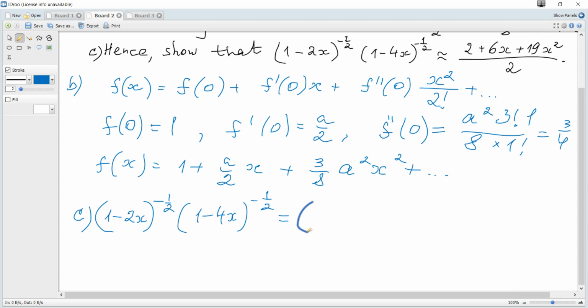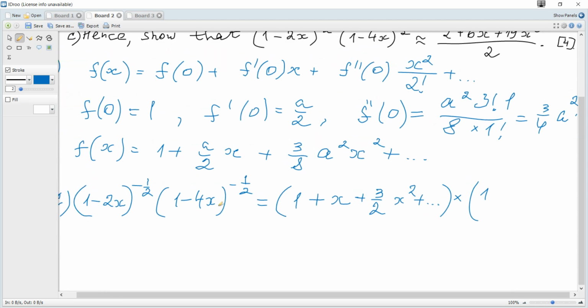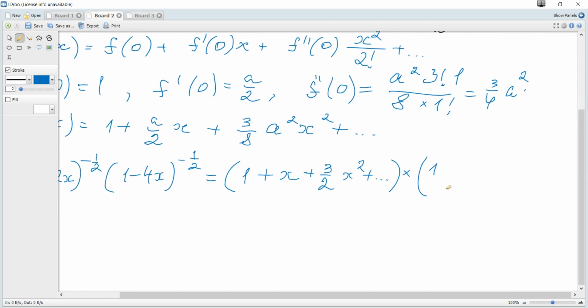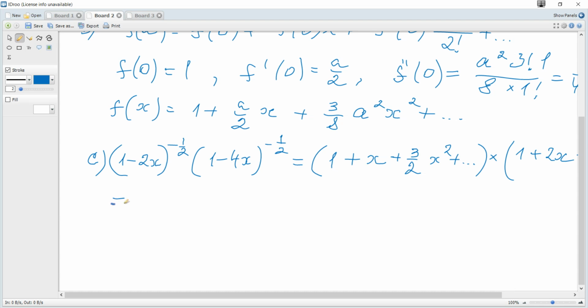So 1 minus 2x to the power of negative a half multiplied by 1 minus 4x to the power of negative a half is equal to 1 plus 2 over 2 times 1 x and 2 squared 4, so plus 3 over 2 x squared plus so on, and multiplied by 1 and substituting 4 for a, 1 plus 2x and 4 squared 16 over 8, it's 2, so finally it's plus 6x squared plus so on. And we need up to and including x squared.